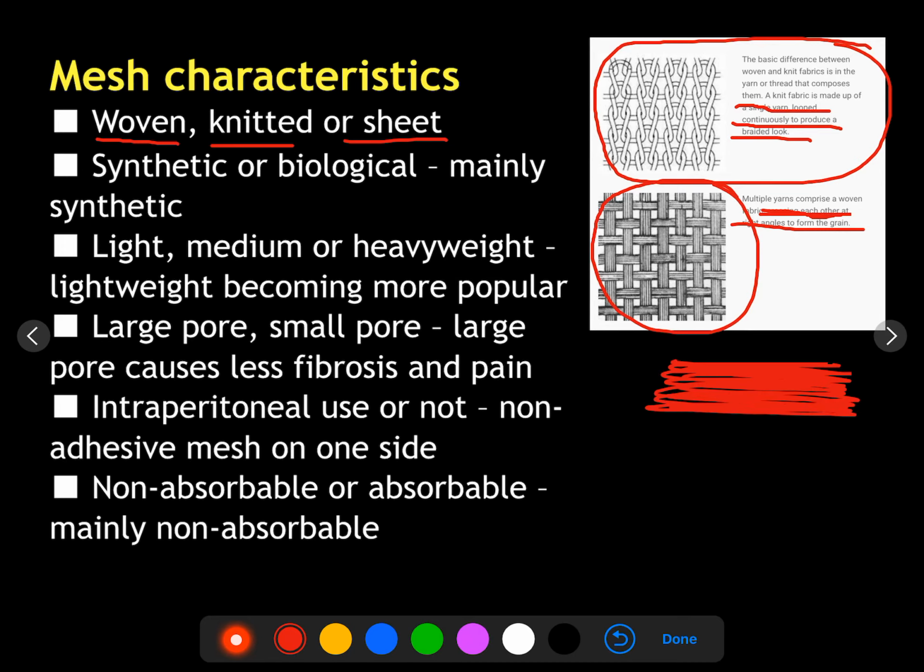Second, synthetic or biological. Mainly نستخدم هو synthetic. البيولوجيكال نستخدمها إذا كان عندنا risk of infection. Light, medium or heavy weight، يعني وزن المش هنا يكون وجدوا إن light weighted more popular and better بال patient complaint.